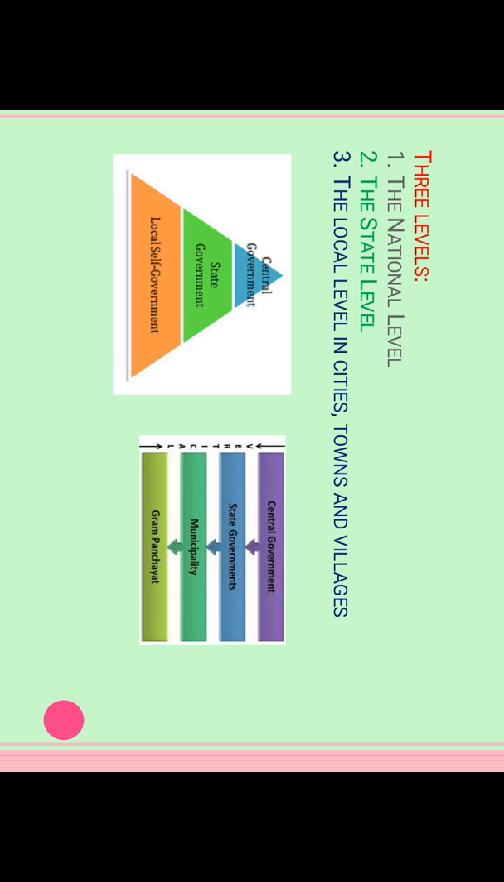So in order to enable the government to do its function effectively, the government is further divided into 3 levels. The functioning of the government is divided into 3 levels, which are national level, state level, and the village level.